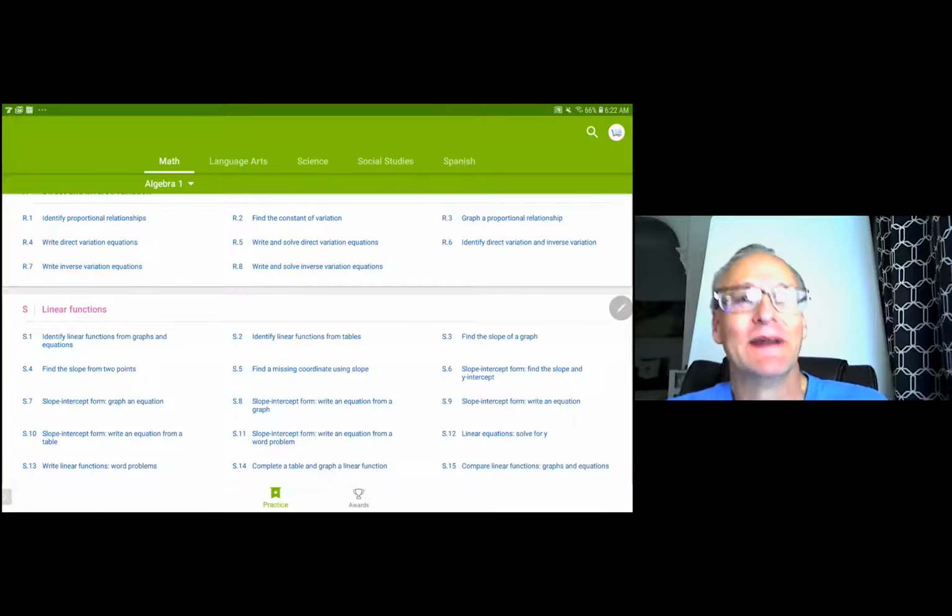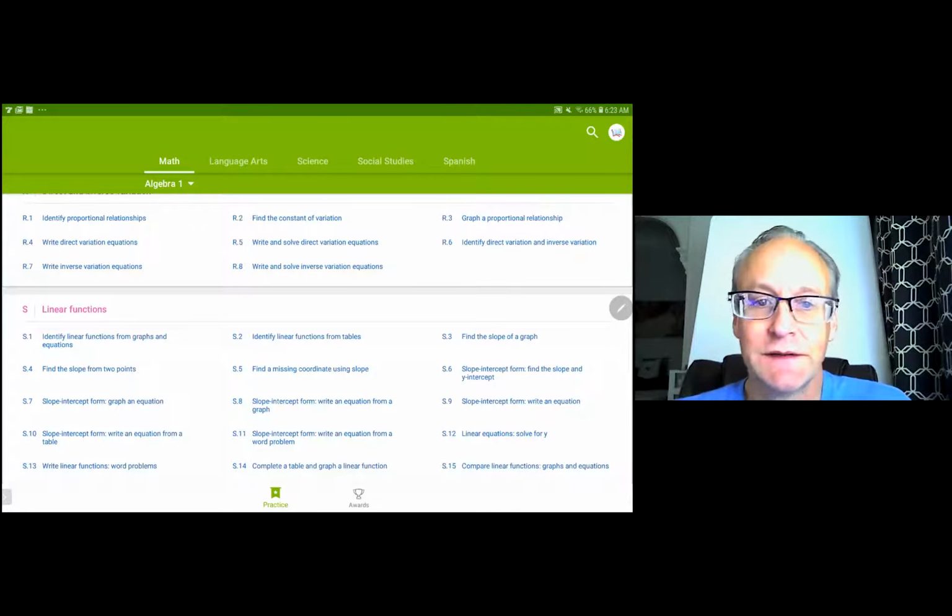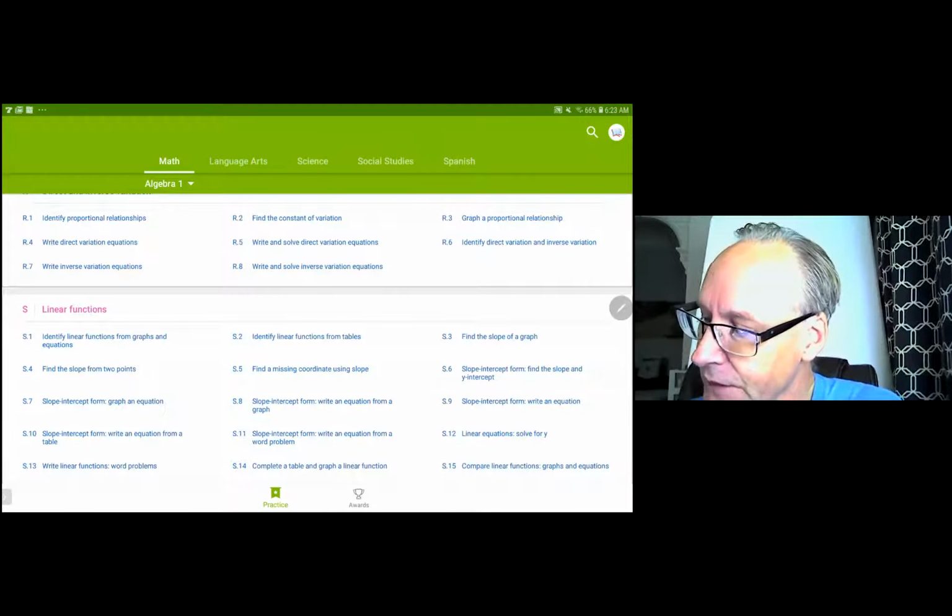Hi everybody, we're in my favorite section of Algebra 1 IXL. This is linear functions, and I'm going to do the easiest one, but I want you to pay attention because there's a little problem with the way in which the questions are asked and answered. So we're going to be doing S.6, which is slope-intercept form, find the slope and the y-intercept. It seems pretty straightforward and easy, but there is a little problem.